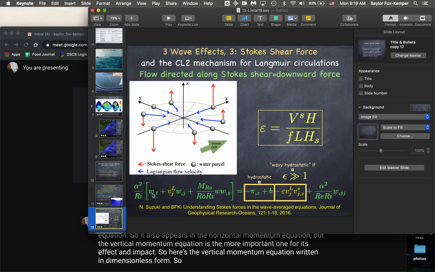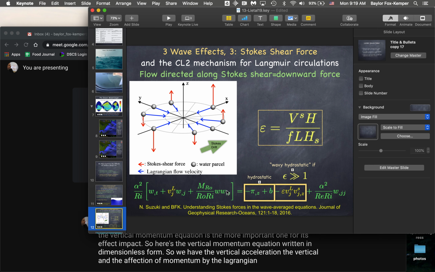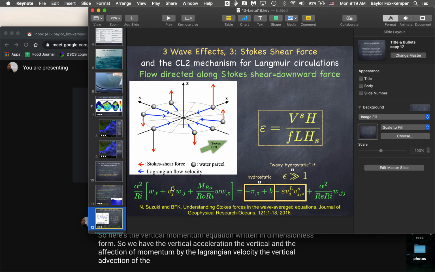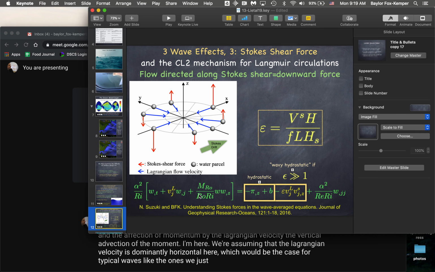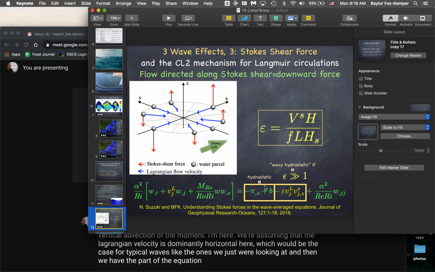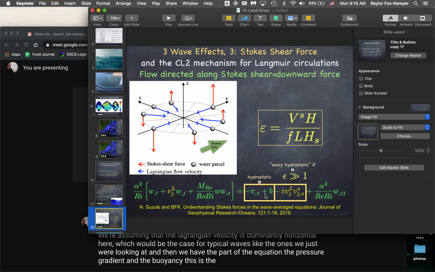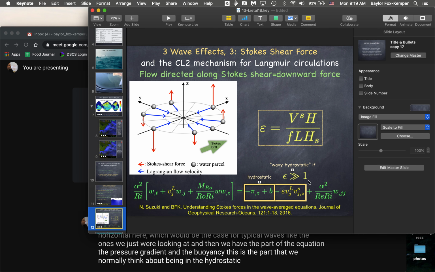So we have the vertical acceleration, the advection of momentum by the Lagrangian velocity, the vertical advection of the momentum here. We're assuming that the Lagrangian velocity is dominantly horizontal here, which would be the case for typical waves, like the ones we just were looking at. And then we have the pressure gradient and the buoyancy. This is the part that we normally think about being in hydrostatic balance. And then we might have a viscosity, which we expect to be pretty small.